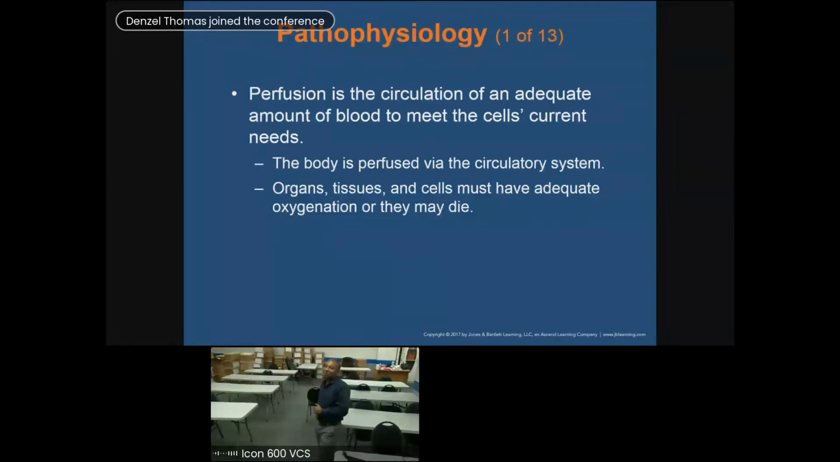Right? So perfusion is the circulation of an adequate amount of oxygenated blood to meet the cell's current needs. And we spoke about that in the previous lecture, right? It's perfused by the circulatory system, and organs, tissue, and cells must have adequate oxygenation or they may die. Right? So oxygen is important. We need to breathe. We need to breathe good air, right?